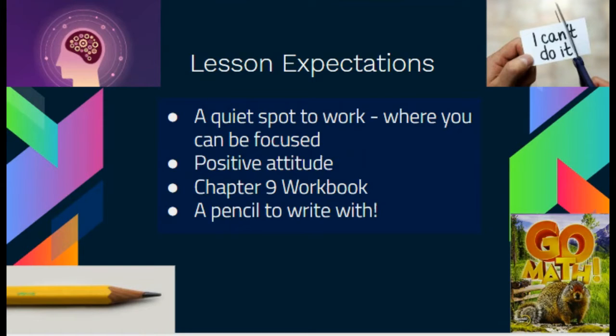The first expectation is always a quiet spot to work where you can be focused and present with me. So probably not a good idea to be around your TV or your dog or some people having a conversation. You want a quiet spot where you can be with me. The next thing is a positive attitude. If you're telling your brain, I can't do it, it's no wonder that learning isn't happening for you. It's so important for you to go at this with a positive attitude saying, I can do this. This is possible for me.